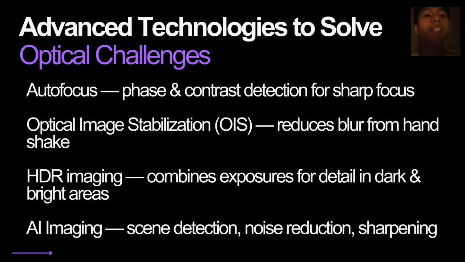So in modern optical technologies, to solve these limitations, modern technologies were developed. Autofocus quickly adjusts focus for a sharp image. Optical stabilization reduces shaking during shots. HDR balances bright and dark areas in photos. AI imaging identifies scenes, removes noise, and enhances clarity. Together, these advancements help cameras produce sharper and more detailed images.